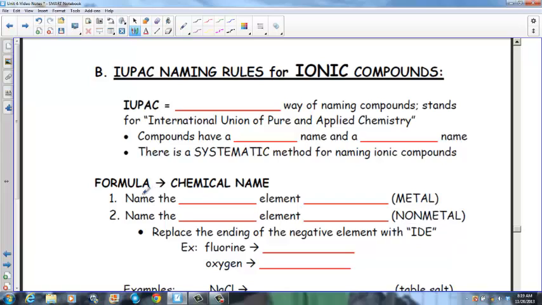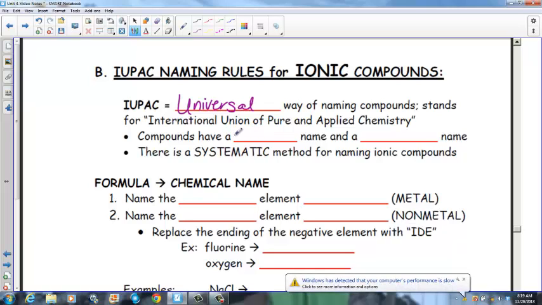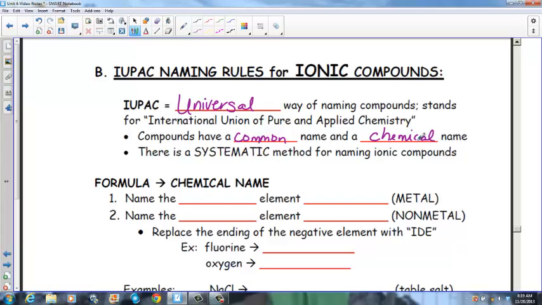So let's start with page 15 in your note packet, where it begins IUPAC naming rules for ionic compounds only. So this lesson's just for ionic compounds. IUPAC is just a universal way of naming compounds. It stands for the International Union of Pure and Applied Chemistry. Compounds have a common name and a chemical name. And there's a systematic method for naming ionic compounds, and we're going to do that during this lesson.